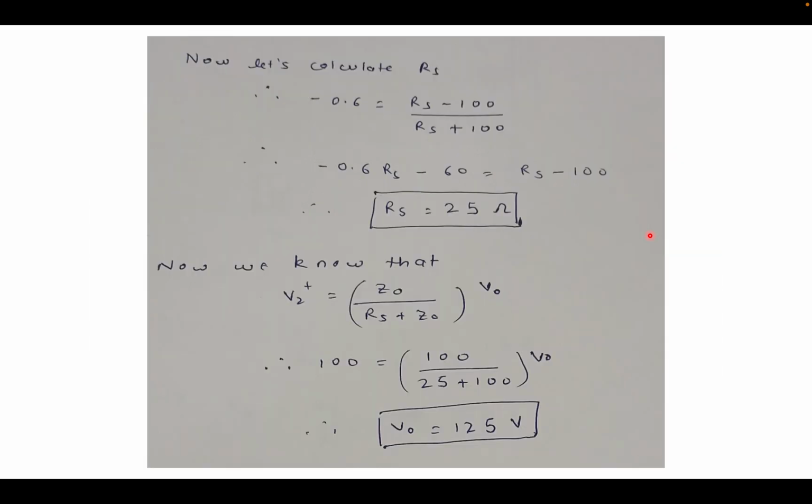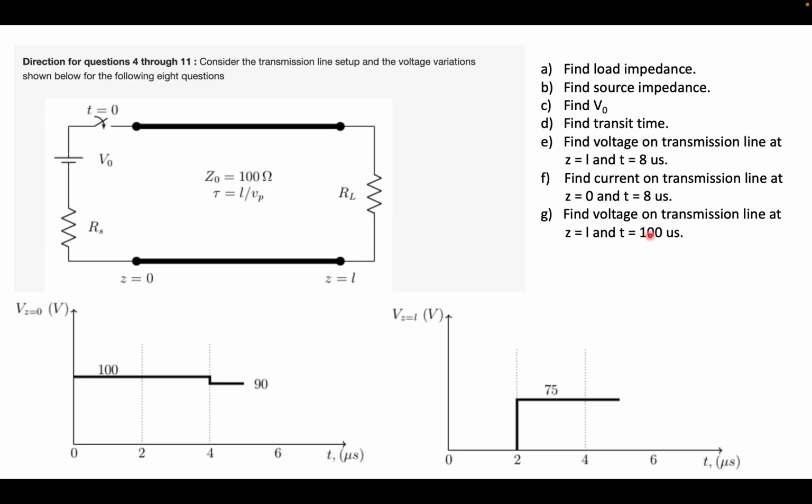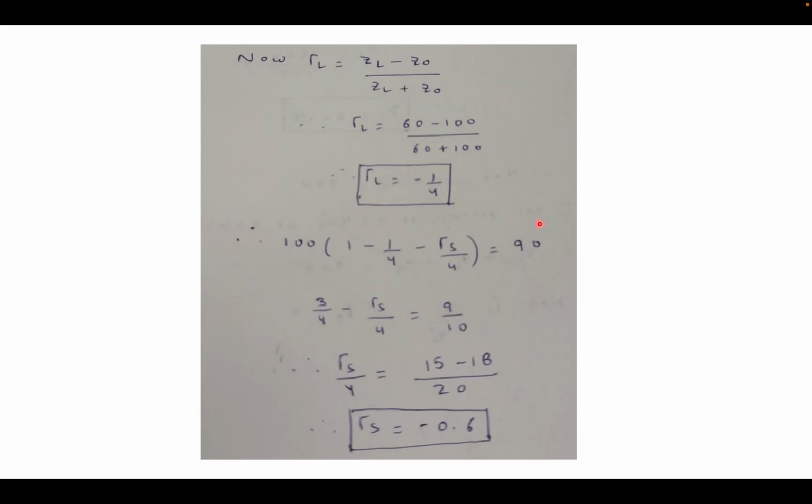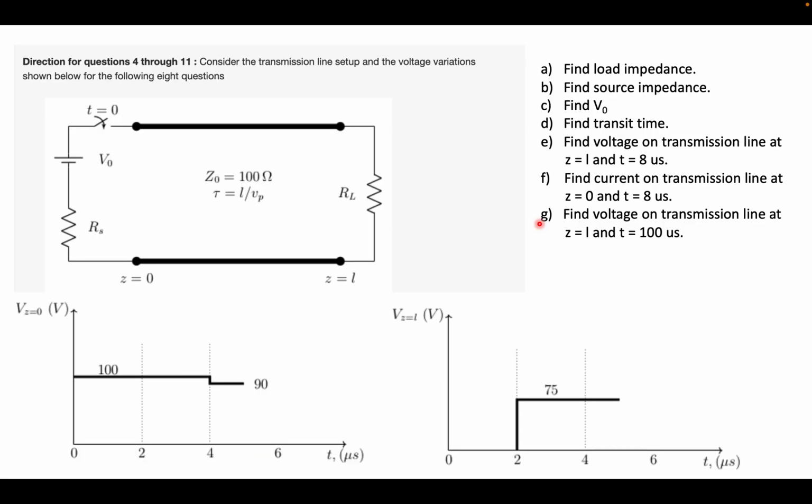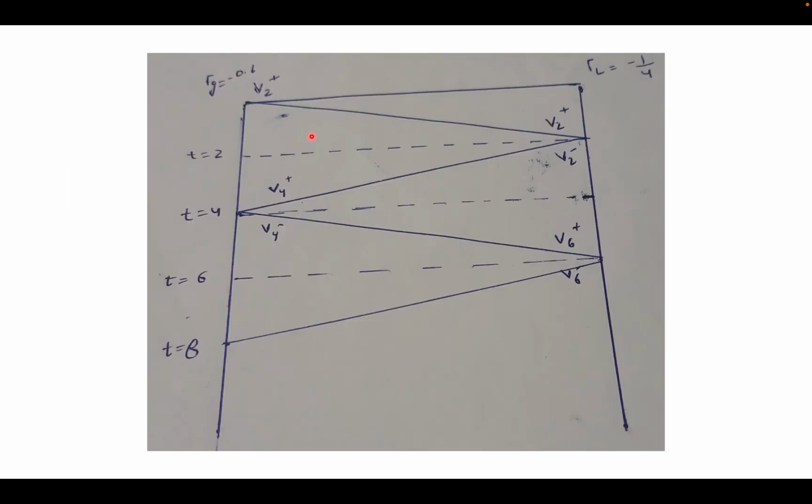Our next task is to find the voltage on the transmission line at Z equal to L and T equal to 8 microsecond. As you know, if I ask what the voltage is at T equal to 8 microsecond, there will be a five-term sum. When you draw a vertical line at T equal to 8, there are terms V2 plus, V4 plus, V4 minus, V8 plus and V8 minus, and their sum is the total voltage at T equal to 8 microsecond.